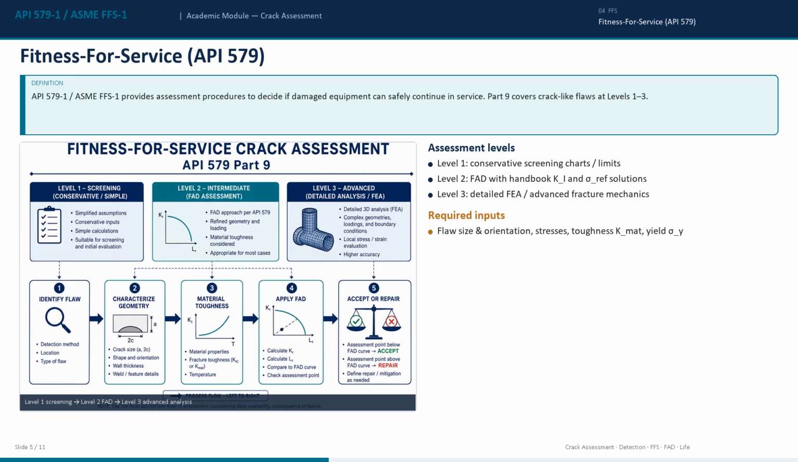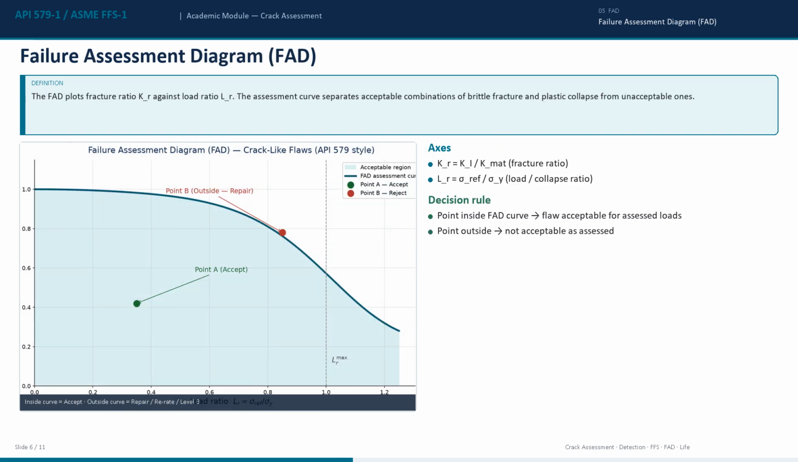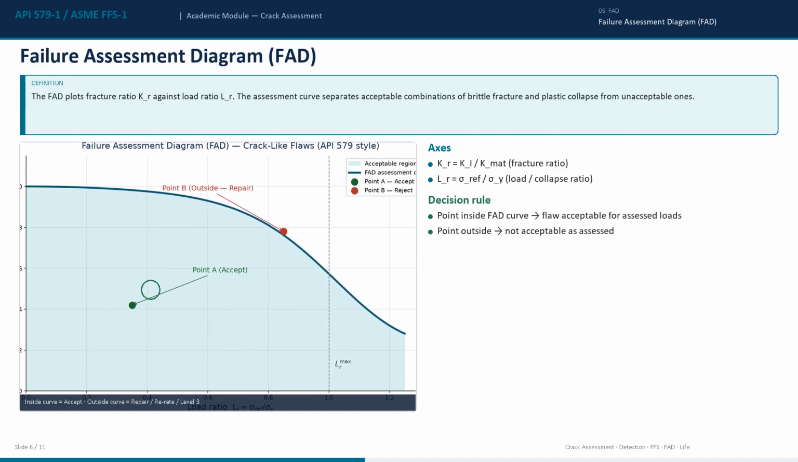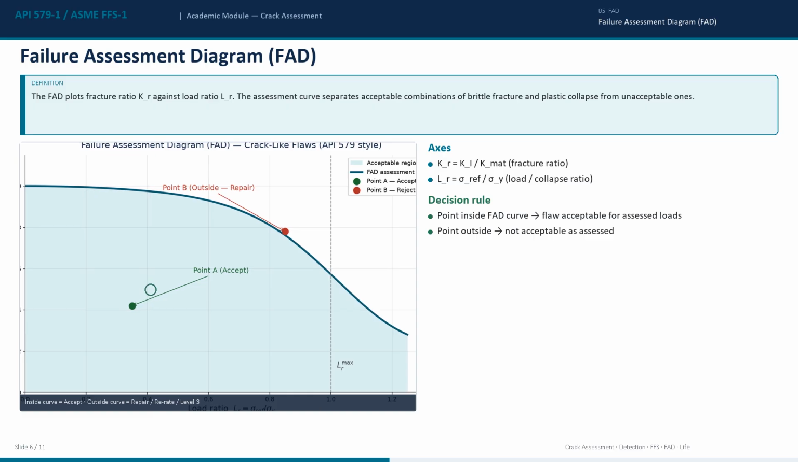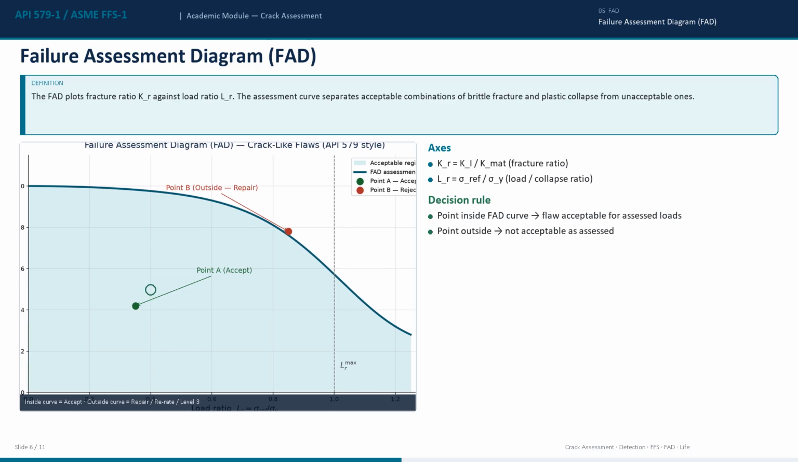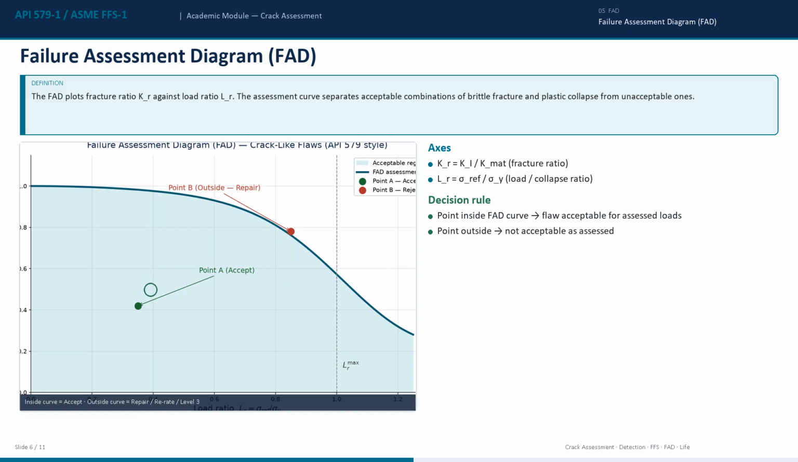Level 1 is conservative screening: fast, cautious, limited flexibility. Level 2 is the workhorse for many crack problems, with standardized stress intensity and reference stress solutions plotted on the failure assessment diagram. Level 3 is advanced analysis, often finite element fracture mechanics, when geometry, residual stress, or loading is too complex for handbook solutions. Whatever the level, you need the same core inputs: flaw size and orientation, primary and secondary stresses, material toughness K_mat, and yield strength.